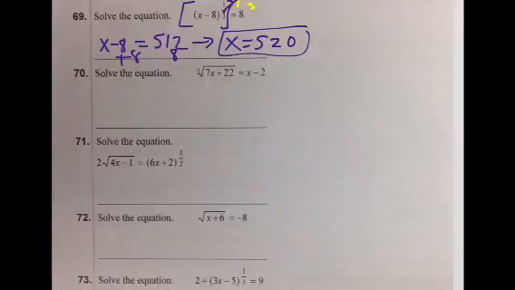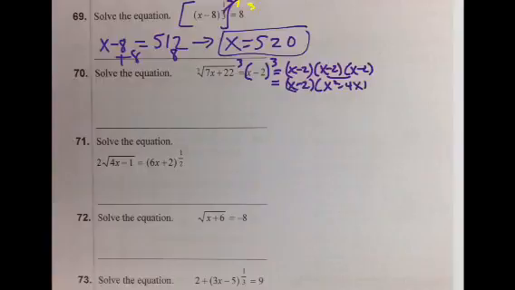For number 70, we're going to cube both sides, so I put a 3 here, and then don't forget parentheses, 3. So remember, this side means x minus 2 times x minus 2 times x minus 2, 3 times. So you multiply 2 at a time. So this is, let's bring down the first one, x squared minus 4x plus 4. And then you multiply this again.